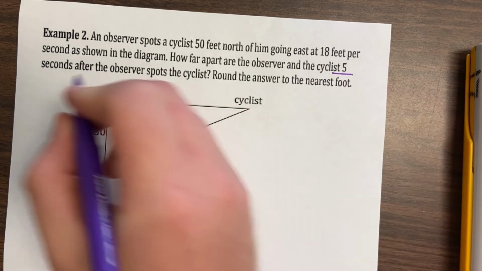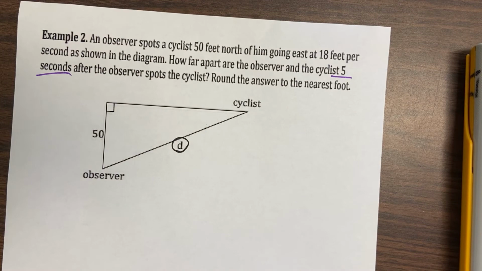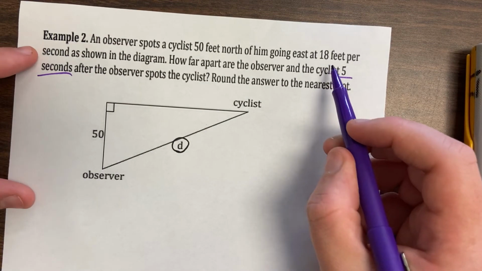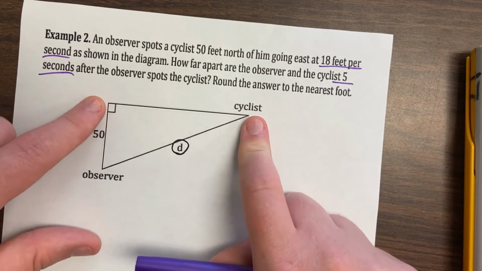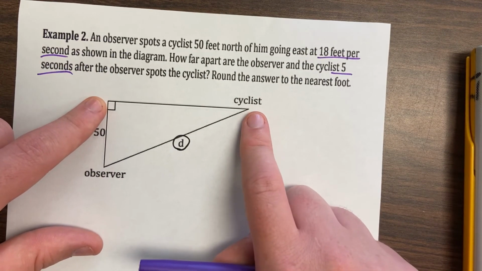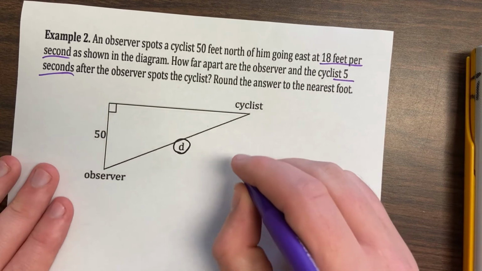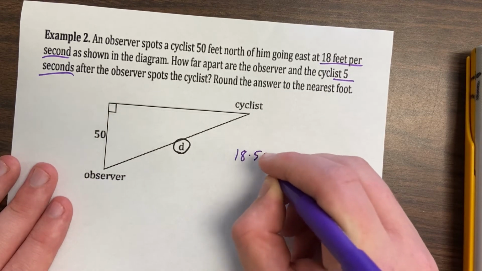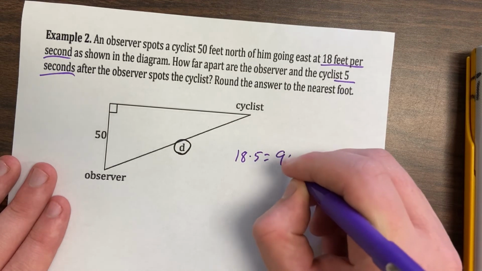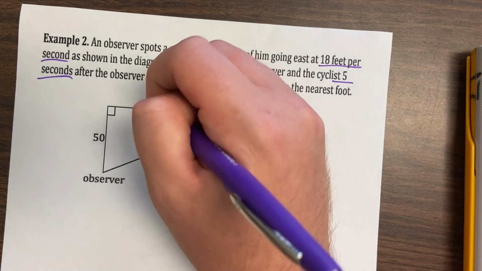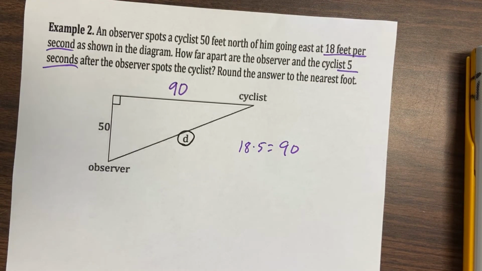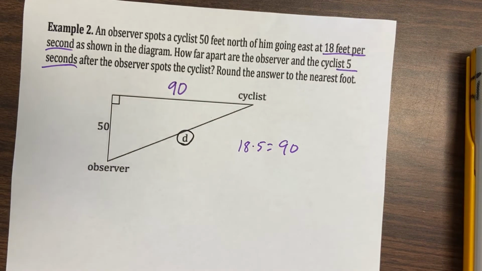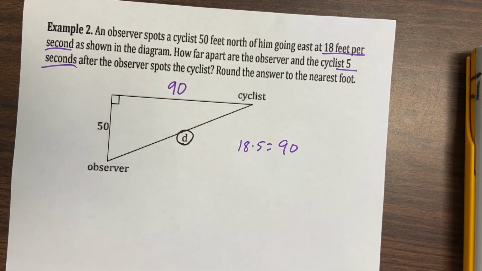How far apart is the cyclist after 5 seconds? Okay, so we want to know what's going on after 5 seconds. Well, that's key because the cyclist was traveling 18 feet per second. So from here to here, from when they started heading east, if they went 18 feet per second for 5 seconds, we're going to say 18 times 5, which is 90. So in the 5 seconds, this cyclist covered a distance of 90 feet. Again, we have a right angle involved here, so we can use our Pythagorean theorem. Again, just kind of filling in the blanks.